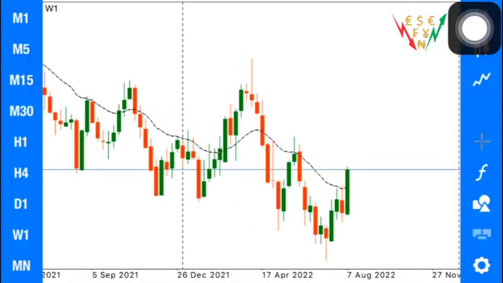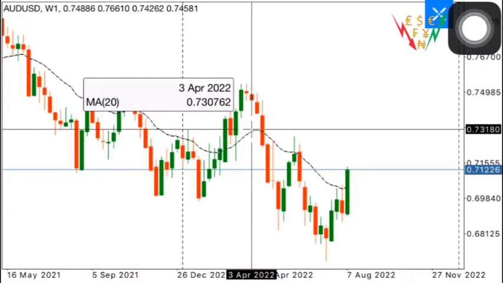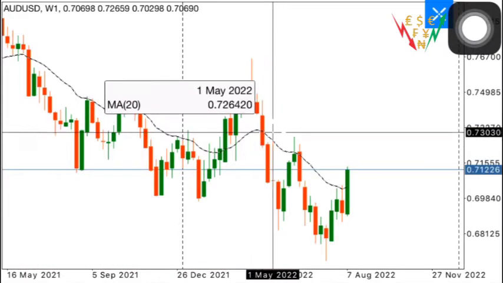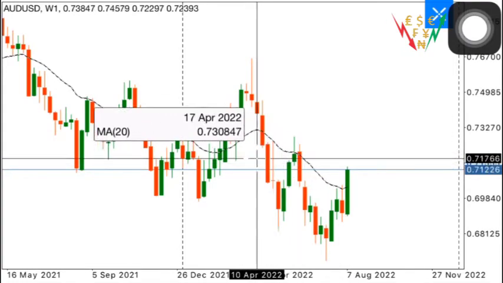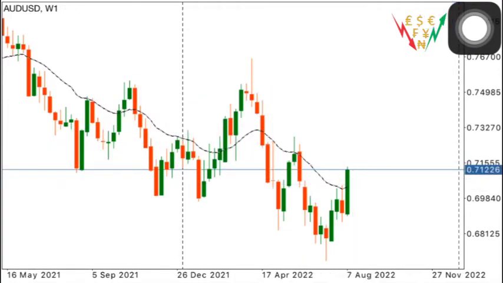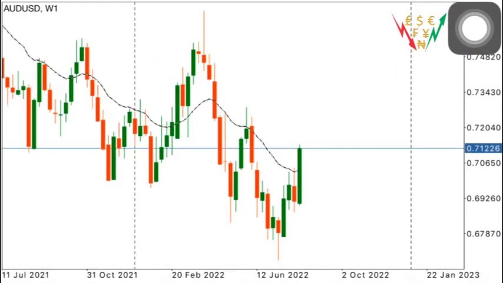Okay, so for the AUD/USD, guys, we're looking at the weekly time frame. As always, guys, we'll be using the moving average strategy and confirmation. We'll also be using our demand and supply trading technique, and then we'll also be incorporating our Fibonacci retracement tool for confirmation, guys.